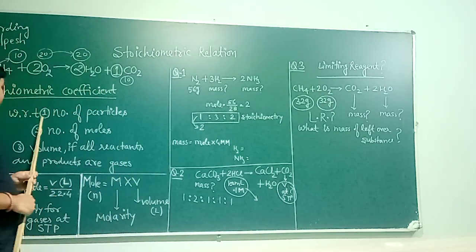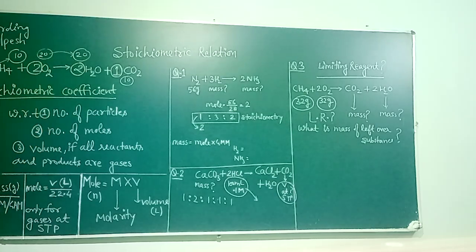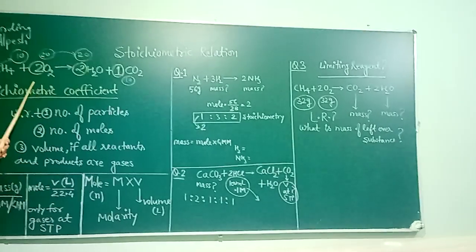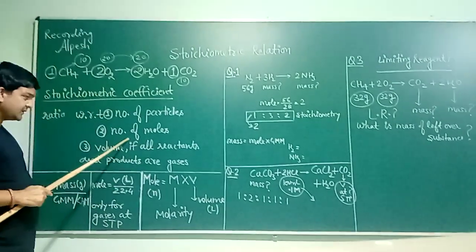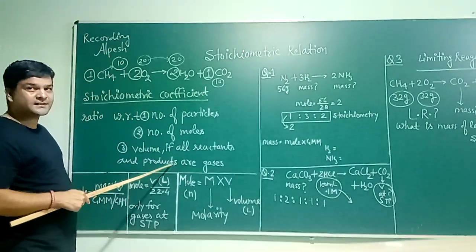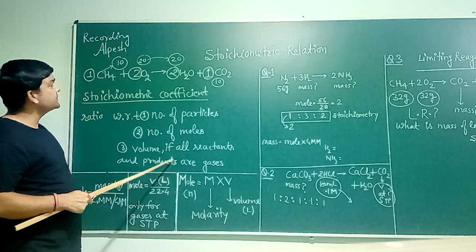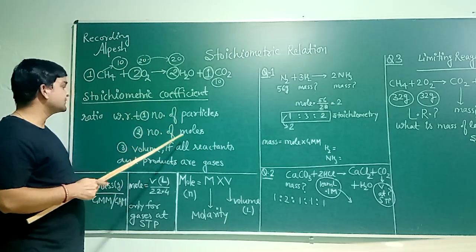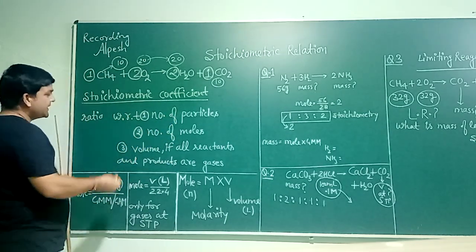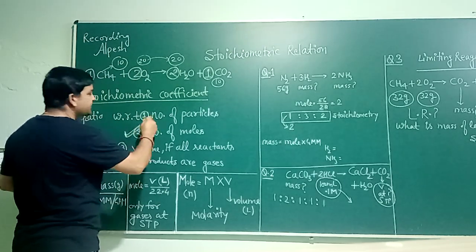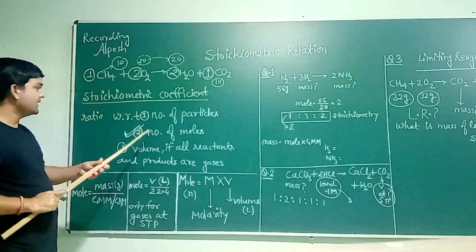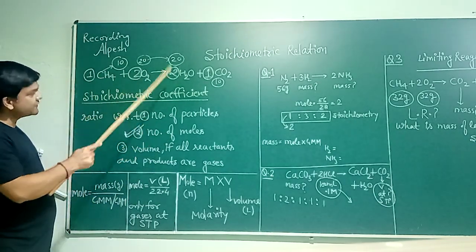So once again, come back here. The ratio may be for particles, the ratio may be for number of moles, and if the reactants and products are gases, the ratio may be for their volume also. Now, as I said, we prefer this particular ratio for calculation: number of moles. So this ratio is for number of moles.